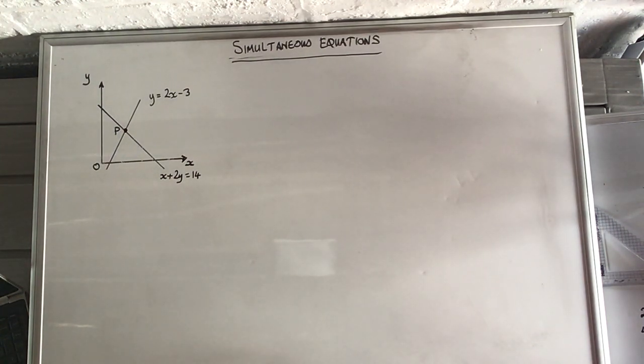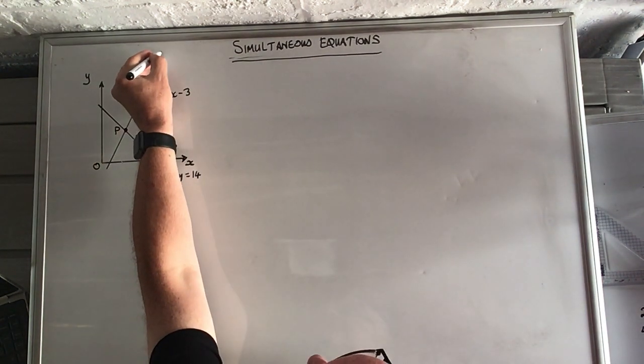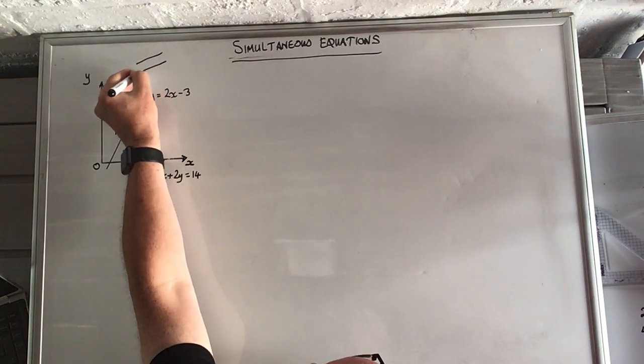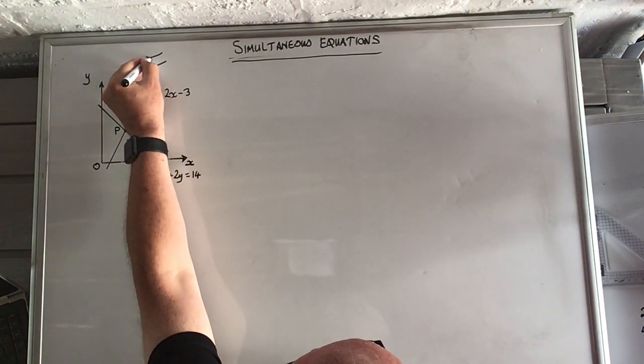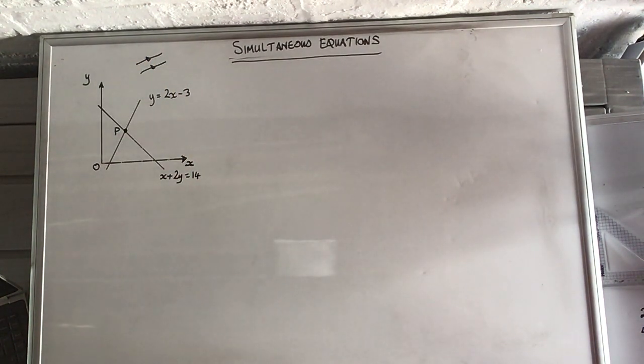So for simultaneous equations, you will get ones that cross over, obviously, because if they don't cross over, you can't do simultaneous equations. Here's two lines that are parallel. You can see that they don't cross over. Therefore, we can't ask you to do it. We can't solve it. So we have to give you ones that solve, and this one solves.